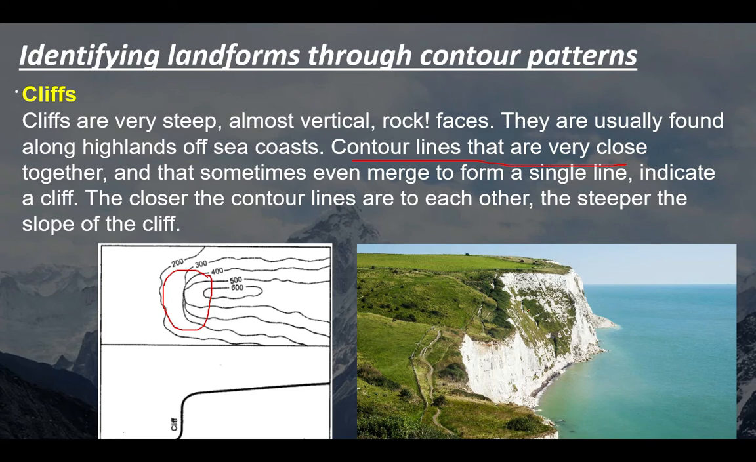So this is not the exact image for this mountain; this one is the exact one. This is the cliff area. These are the contour lines, and 300, 400, 500 are closely formed together. They are merged and form a single line. That single line area is called the cliff area. The closer the contour lines are to each other, the steeper the slope of the cliff.